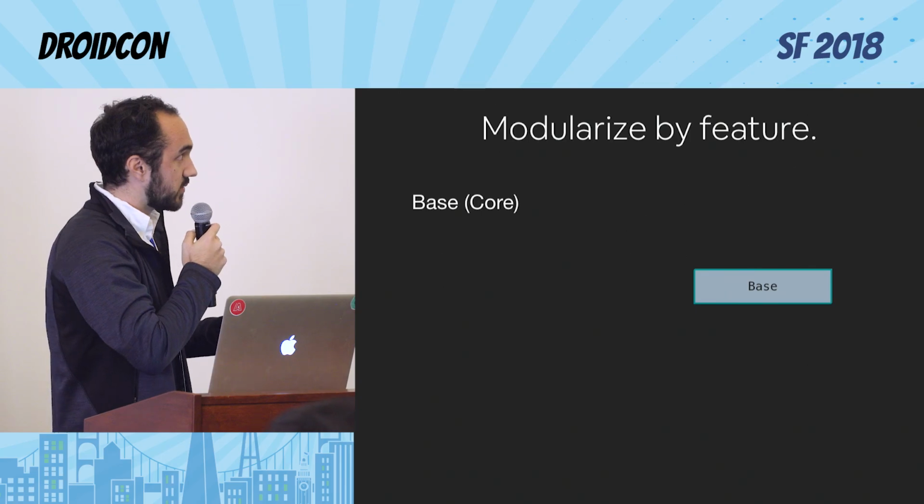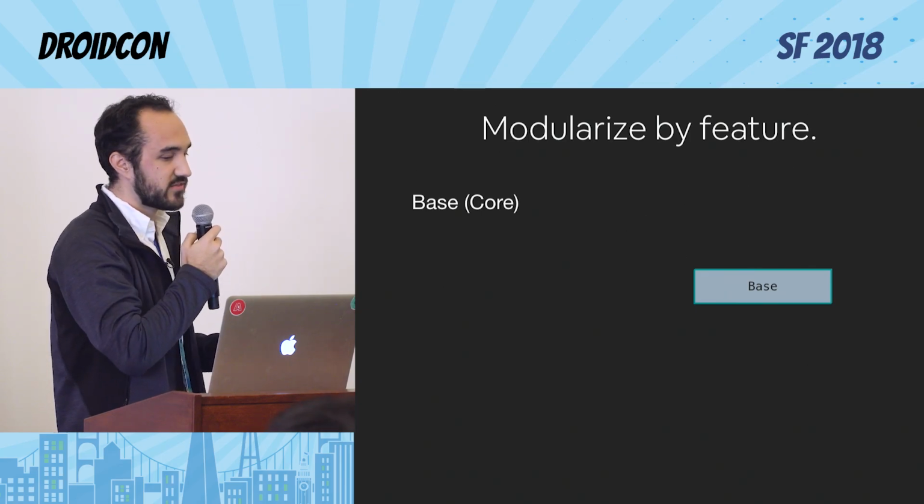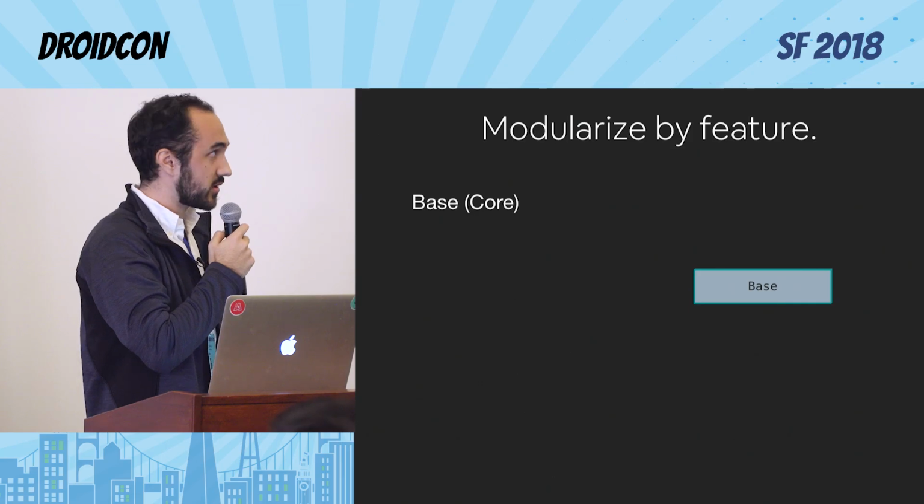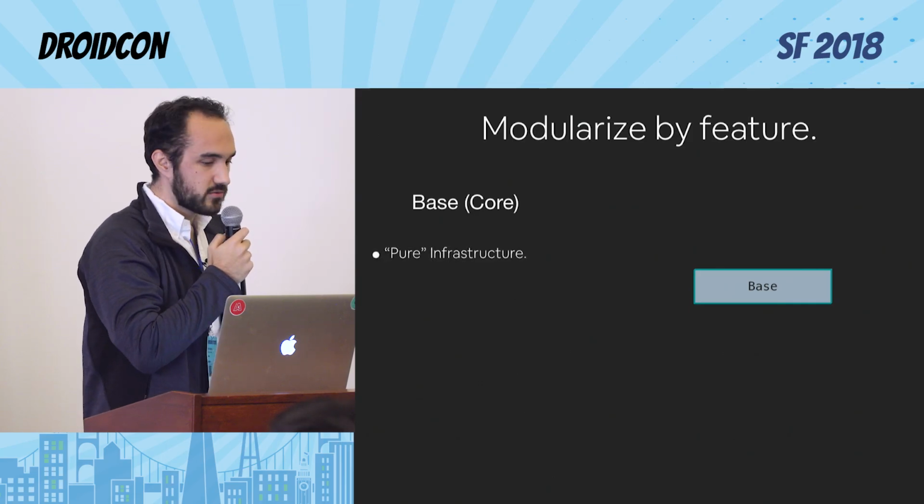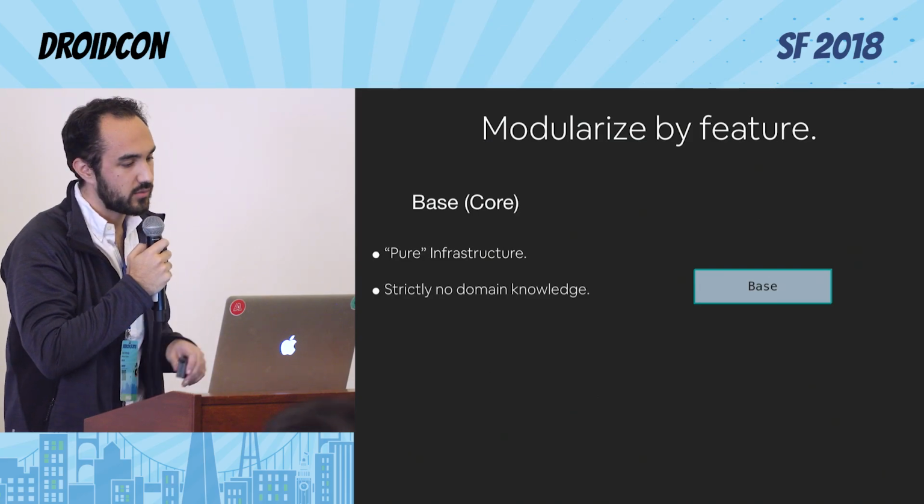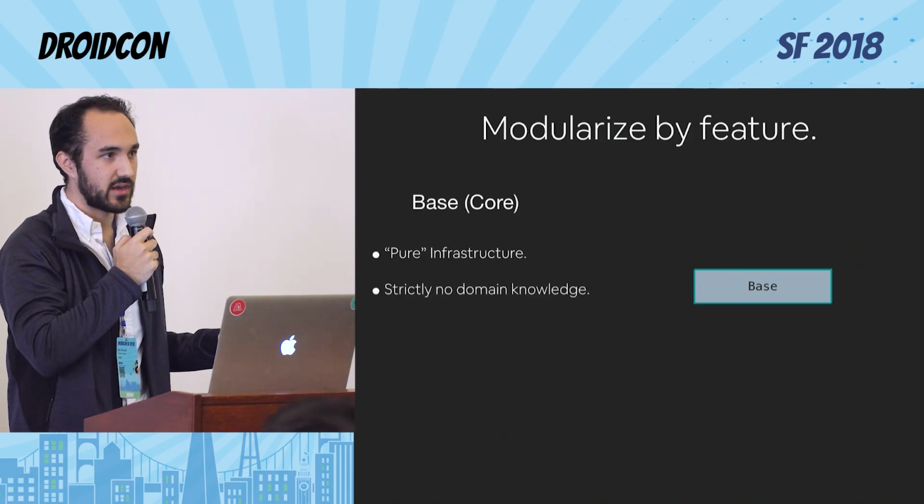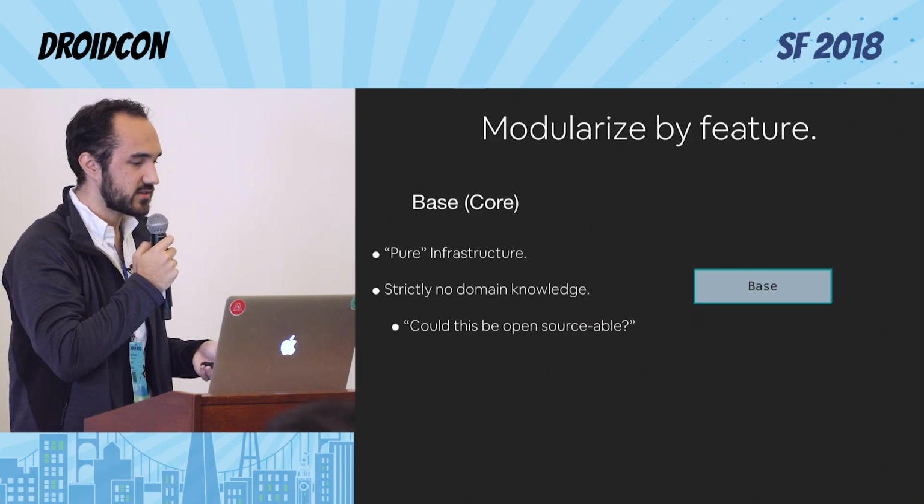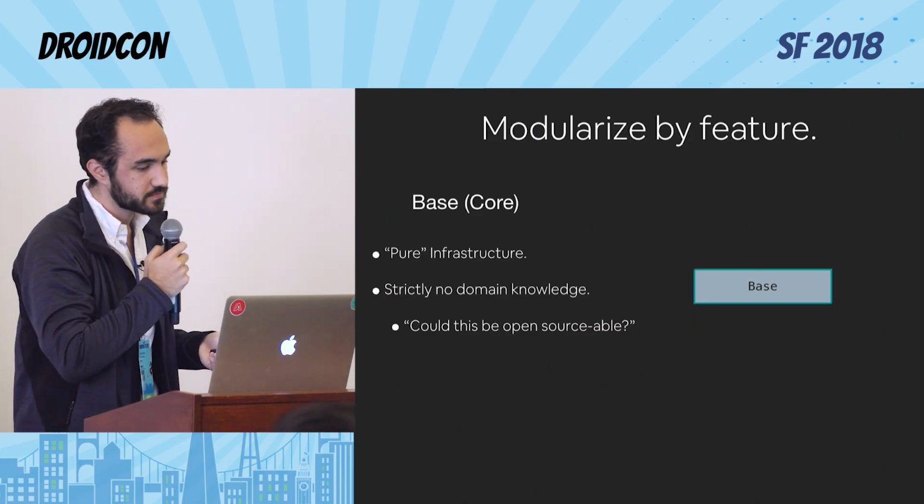Before we get into that, though, it's intuitive that there's going to be some foundation that everything is going to be built on. We call this our base module. Other people call it core. And there's a few rules here. This is going to be pure infrastructure. And what this means is there's absolutely no knowledge about Airbnb. And our litmus test to see if that's working is we can ask ourselves, could this be open sourceable?